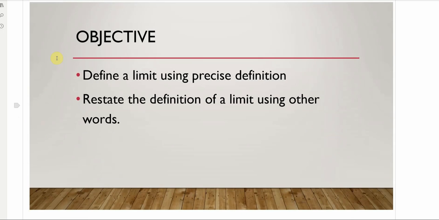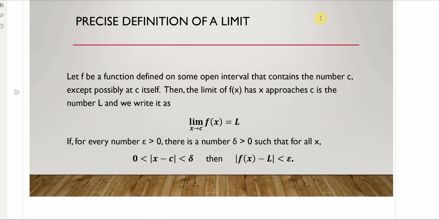Defining it. So the objective, what are the two things you're going to learn today? You're going to define a limit using the precise definition. And number two, you're going to restate the definition of a limit using your own words. Now, let's go ahead and read the precise definition of a limit.